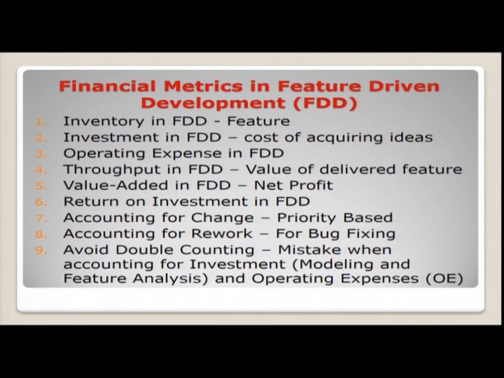Accounting for change speaks about the priorities. Accounting for rework speaks about the bugs that have been fixed in the features that have been developed. Avoid double counting determines the mistakes when accounting for investment. For example, it denotes modeling and feature analysis and the operating expenses.